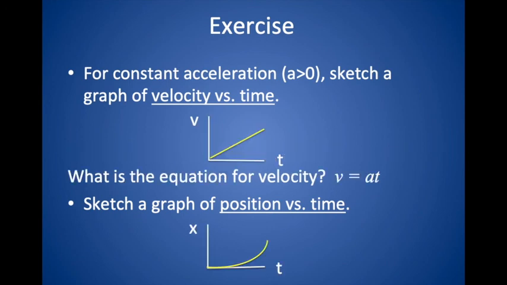Okay, this is what you should have come up with. So for a constant positive acceleration, the velocity should be increasing linearly with time. And the equation for that is that the velocity, or more accurately the change in velocity, is the acceleration times the time. Okay, and the position versus time should have a curvature, so it should be curving upwards. Okay, so that's your simple example.